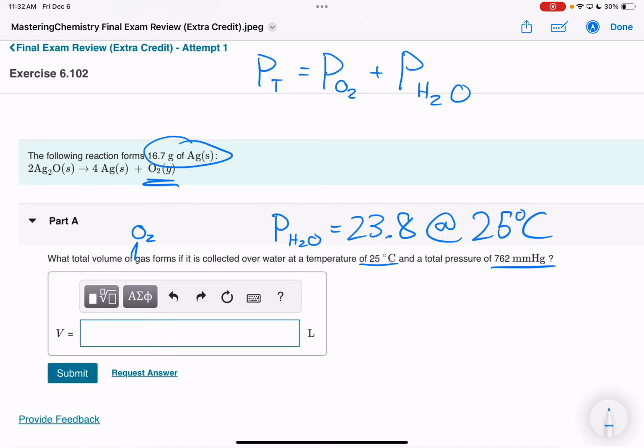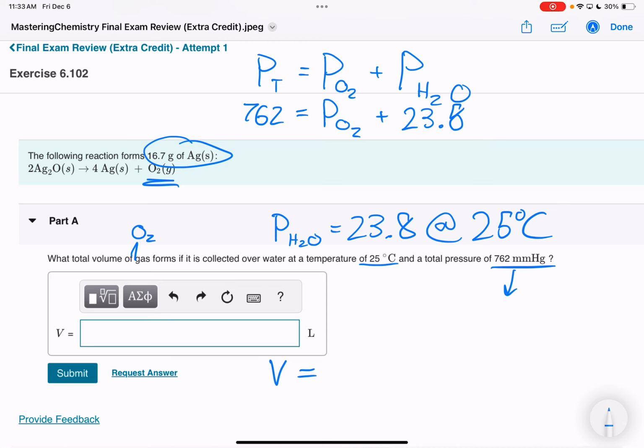So the total pressure is this one, 762. And the pressure of the oxygen is the thing we want. And the pressure of the water is this thing that I would give you in the question, 23.8. So we're going to subtract to get the pressure of oxygen. The question asks for volume, though.